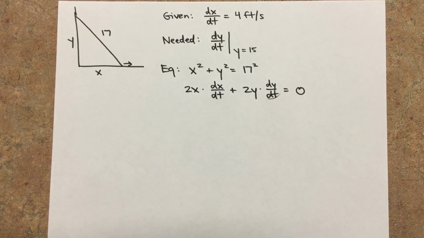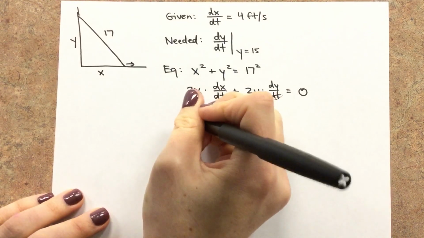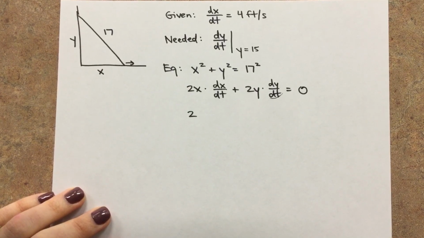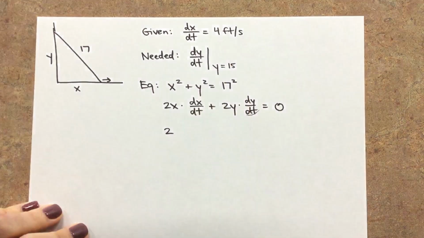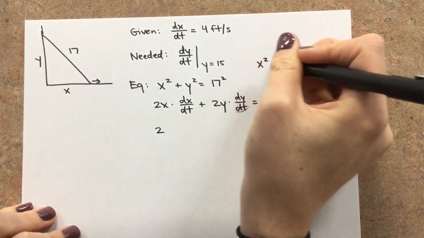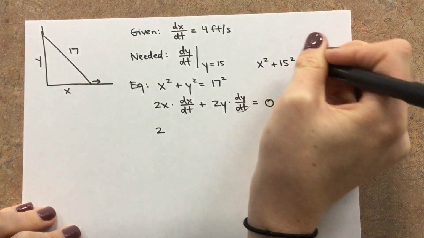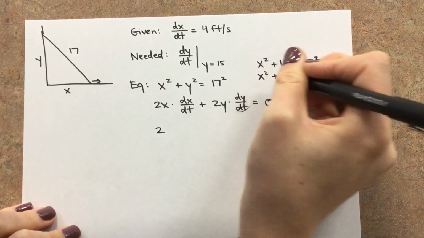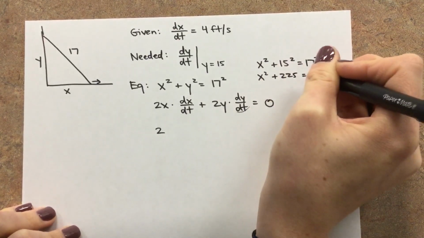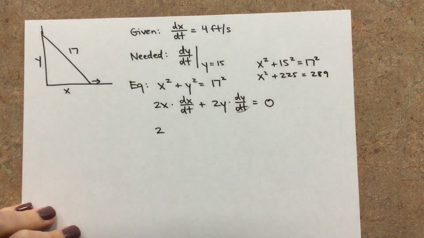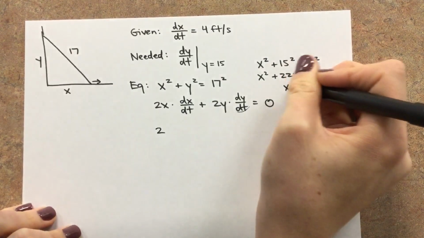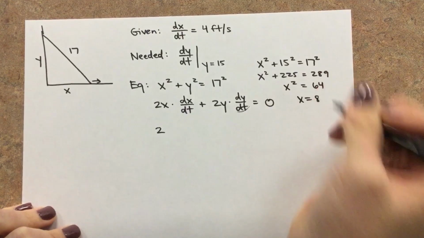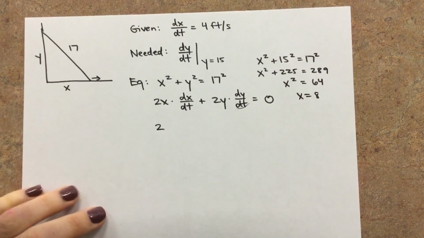All right, so let's plug in what we do know. We don't know x directly, but we have the information that we need to find it, because y is 15 and we know that the ladder is 17. So we can say x squared plus 15 squared is equal to 17 squared. So we have x squared plus 225 is equal to 289. Subtract from both sides, so I end up with another Pythagorean triple. So that is an 8, 15, 17.